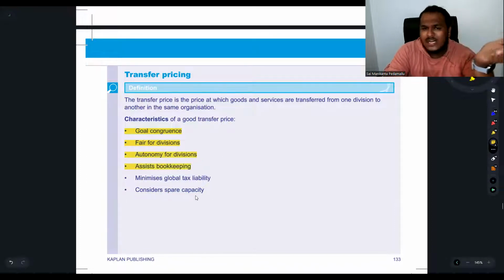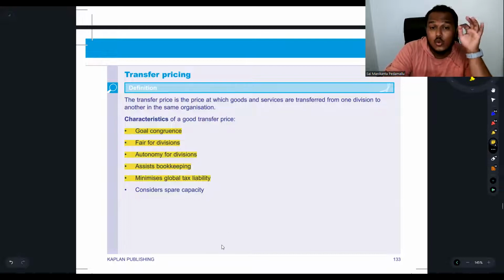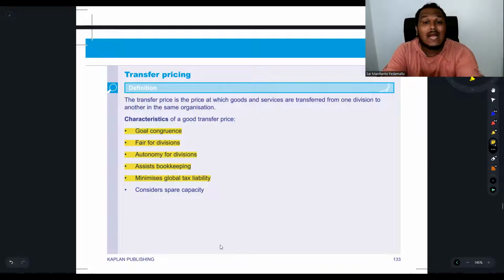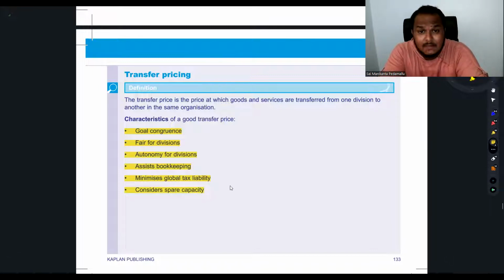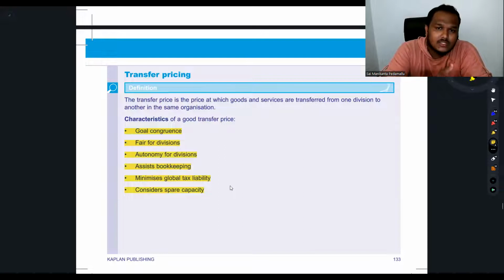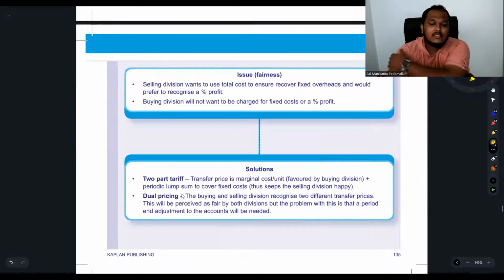Assist bookkeeping. Transfer pricing will help in preparing proper books of accounts. It minimizes the global tax liability. If you have multiple divisions in different countries, you can use transfer pricing as a tool to reduce your overall tax liability. And the last one is that it considers spare capacity. Suppose one division has more unutilized capacity, that can be used by other divisions. So the company's overall efficiency and effectiveness will improve because of having appropriate transfer pricing. Okay. Most important things that you need to consider, sir.